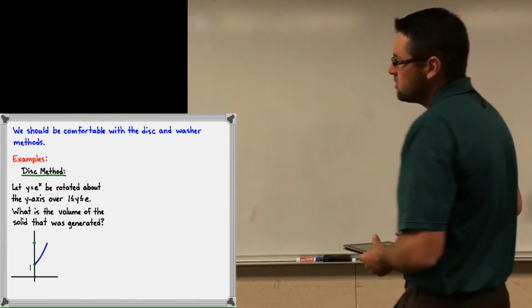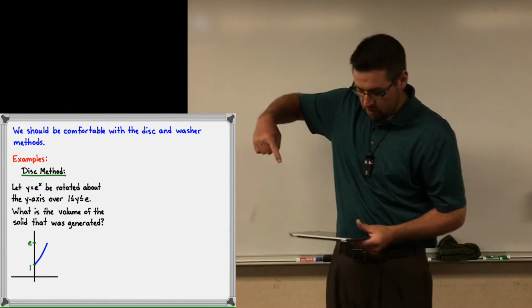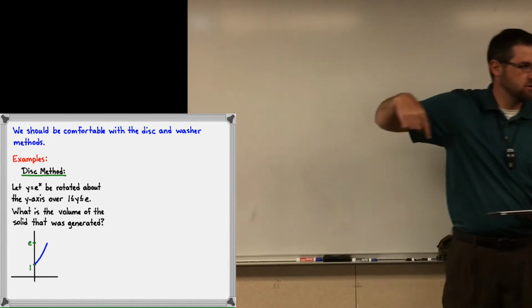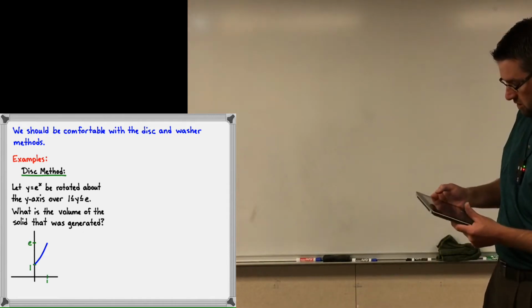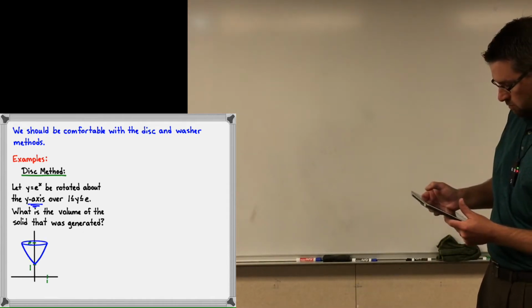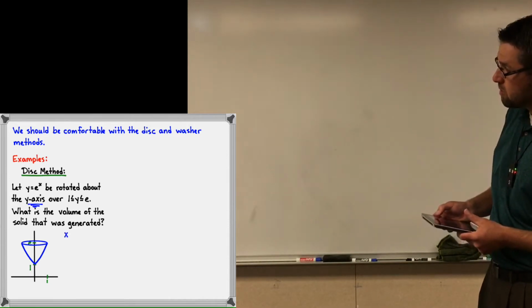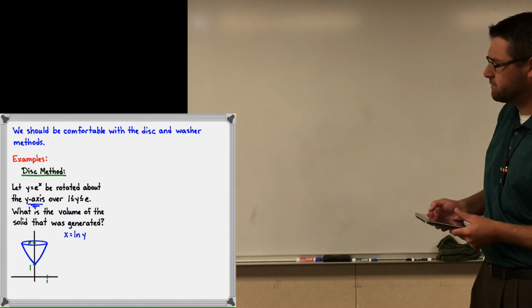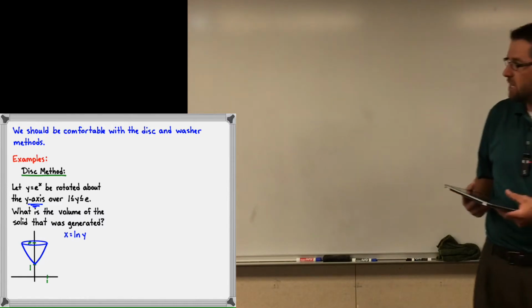All right. So that's what the graph looks like, right? And we're revolving that region around the y-axis. So the very first thing we have to do is get everything in terms of y. So we're going to say, x equals what? Natural log of y, right? Whatever you do, you've got to rewrite it. So x equals natural log y.